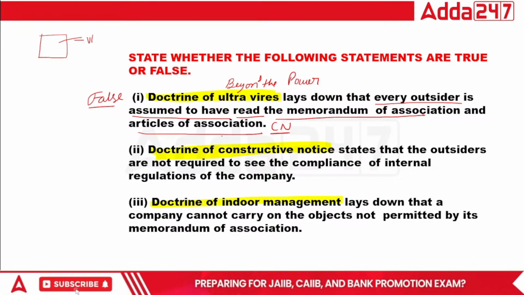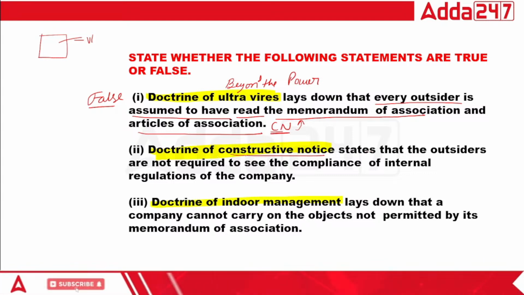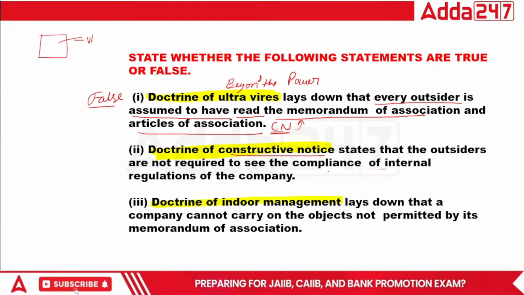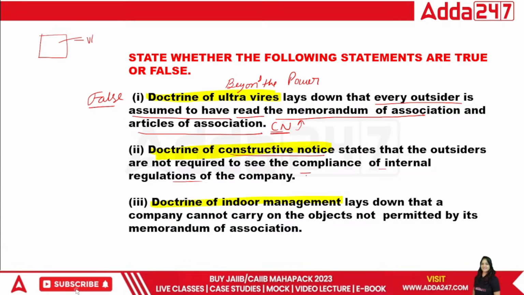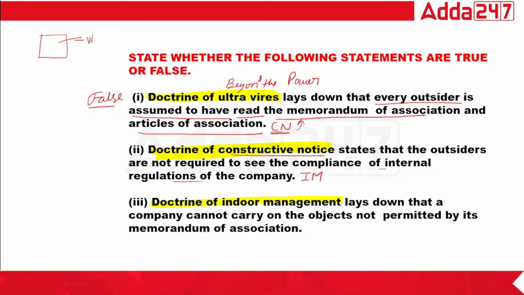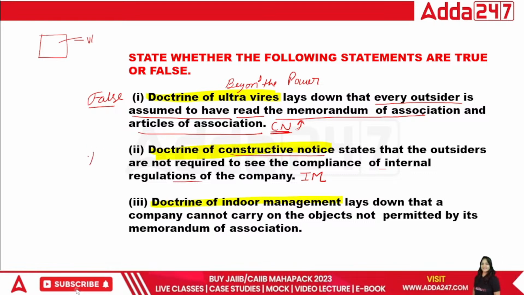Okay, next. Doctrine of constructive notice. I have already told you this is the definition of constructive notice. Now see what is written here: outsiders are not required to see the compliance of internal management of the company. Class, this is the definition of indoor management, because constructive notice is the other one. So this is also absolutely false.